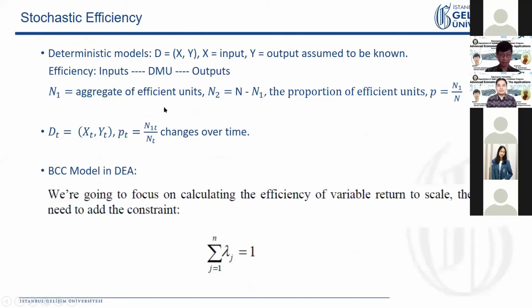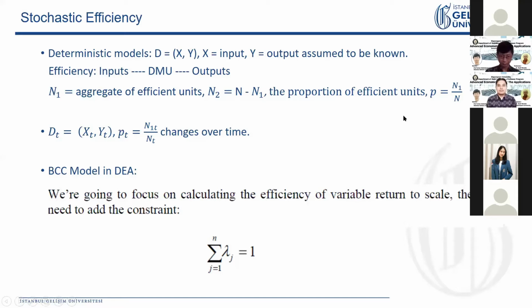Take a look here, let's say I have a deterministic model with X and Y, where X is the input and Y is the output. Then we can define that N1 is the aggregate of the efficient units, because we have many DMUs, decision-making units, and N2 is the proportion of the inefficient units, so it's N, the total aggregate units, minus the aggregate of efficient units. So you can get the proportion of the efficient units here.